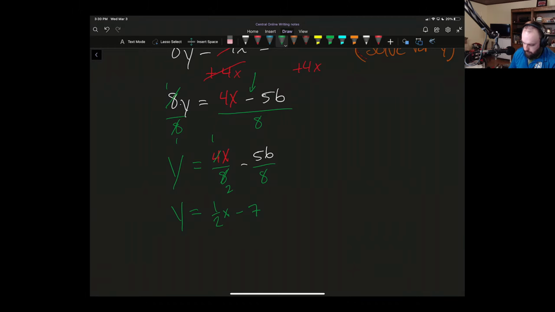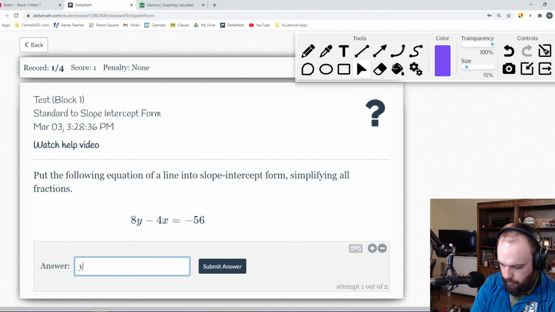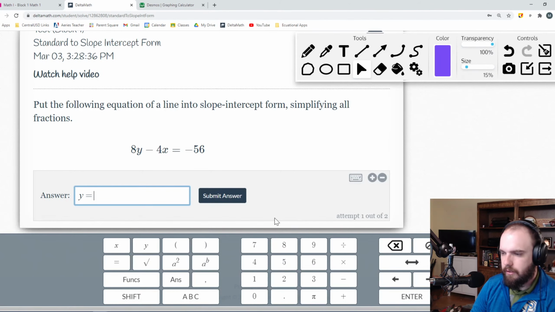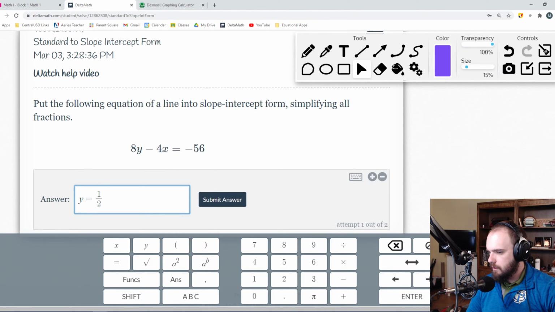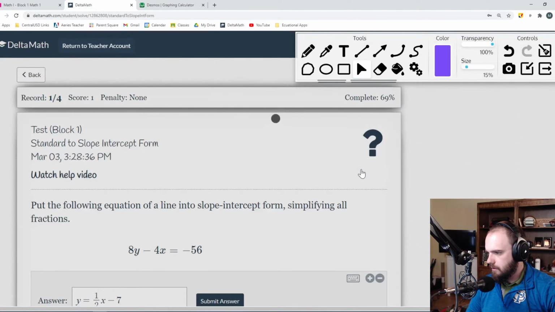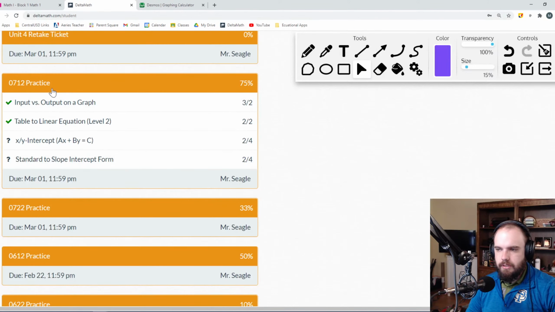Okay, so let's go ahead and try that and plug it in. So we have y equals, remember you can either type it out or you can use the calculator button right there in the bottom corner. So we got y equals 1 divided by 2 times x minus 7. So check my answer. Voila. Okay, so that's how you're going to do 712 practice, right? So we're going to go on to 722 practice.